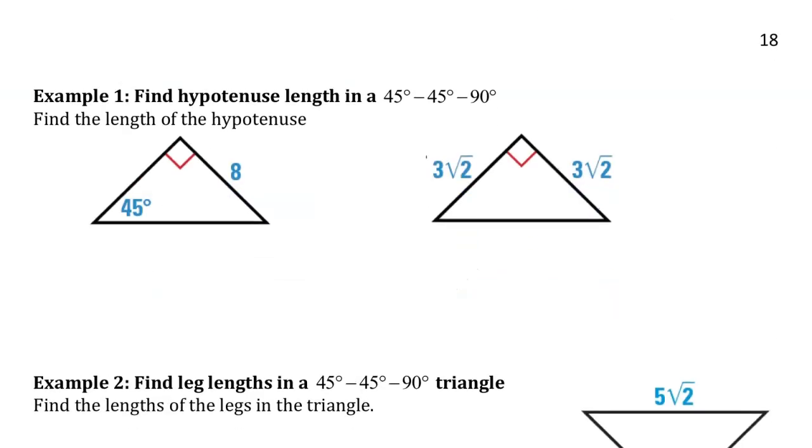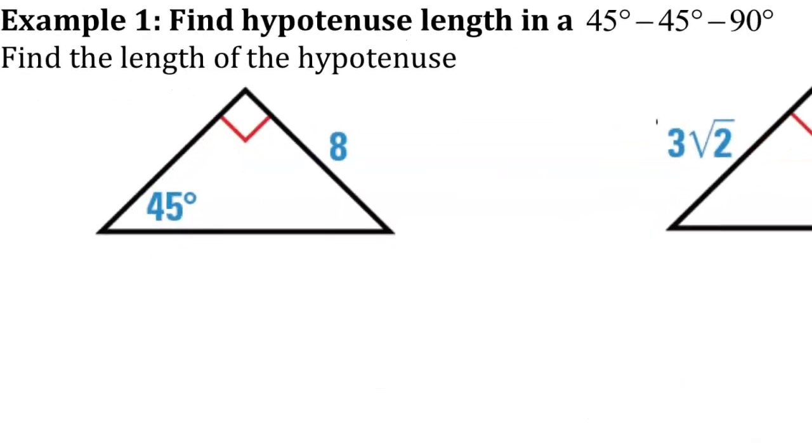Okay, it says example 1, find the hypotenuse in a 45, 45, 90 degree triangle. So they drew that for us. I know the hypotenuse is the side across from the right angle. This, I told you, is the A root 2 side. This is the A side. This is the A side. You see how we have a pairing here of the A and the 8? So I can make that into an equation.